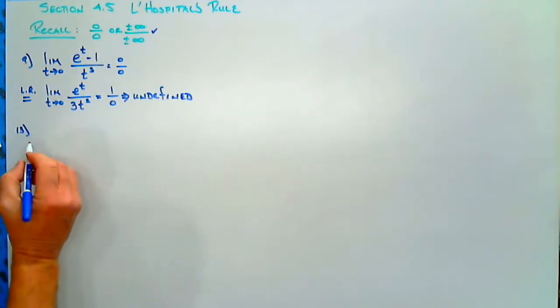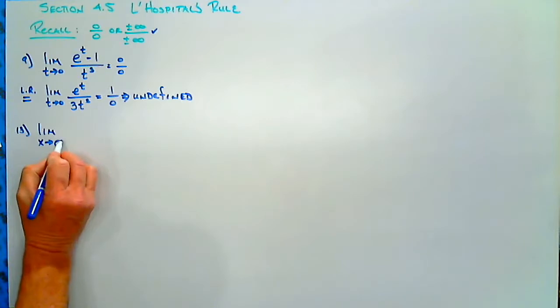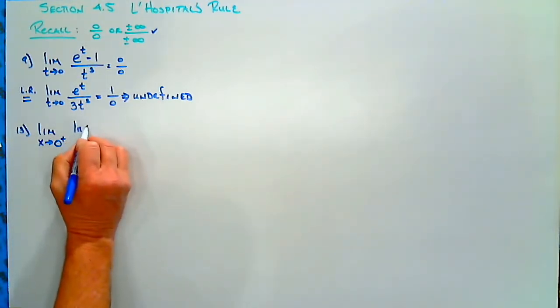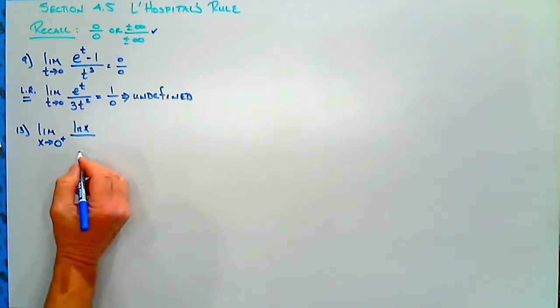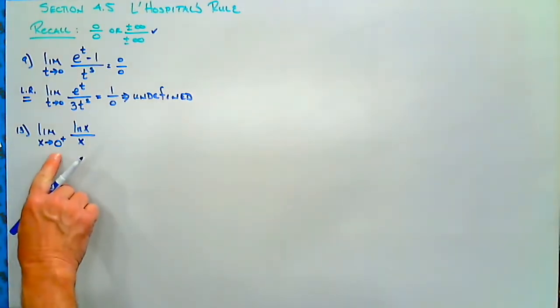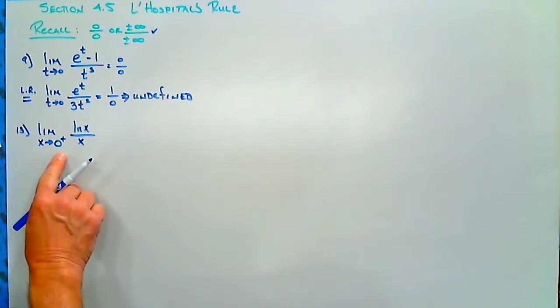Problem 13 says take the limit as x approaches 0 from the right of the natural log of x divided by x. Right? The natural log of x divided by x. Now, L'Hopital's rule also applies to one-sided limits. It applies to two-sided limits. It applies to one-sided limits.